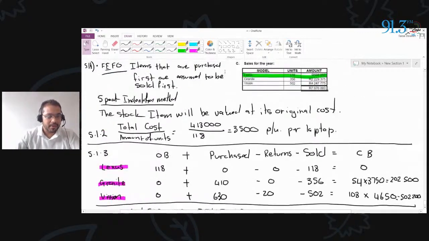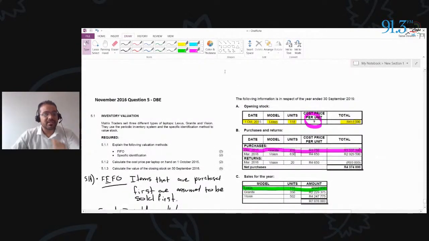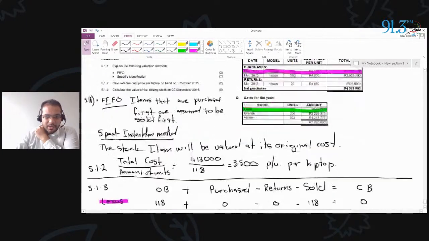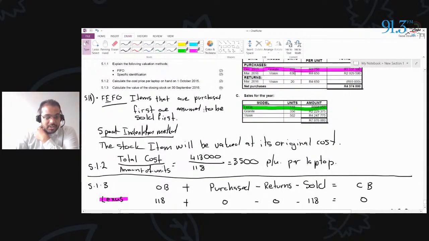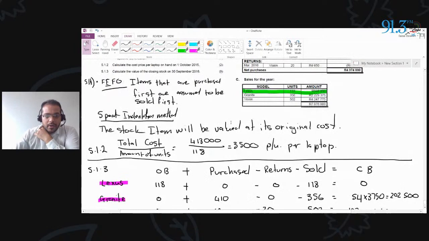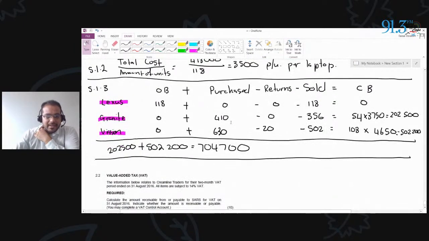from question paper 2016, question 5, from the Department of Basic Education. This can be found on their website as well. If you guys want to do additional questions, all the papers for the past 6-7 years are on the website, if not more. Okay, so basically that is regarding the questions for inventory valuation.